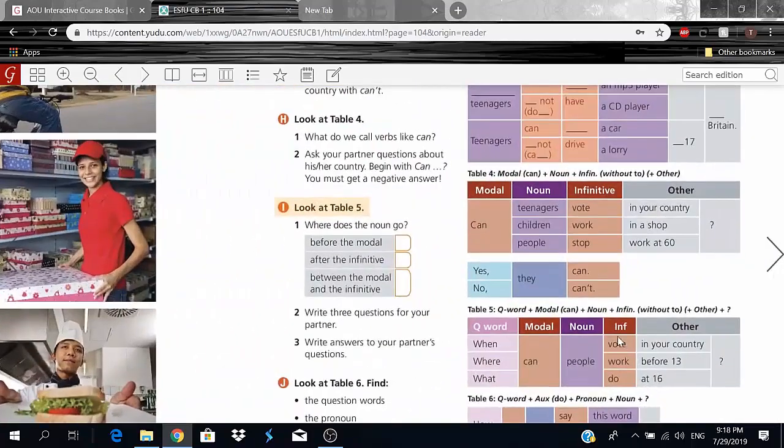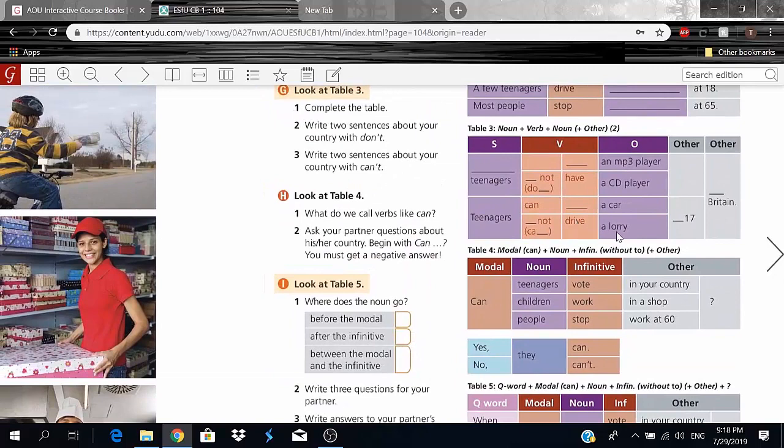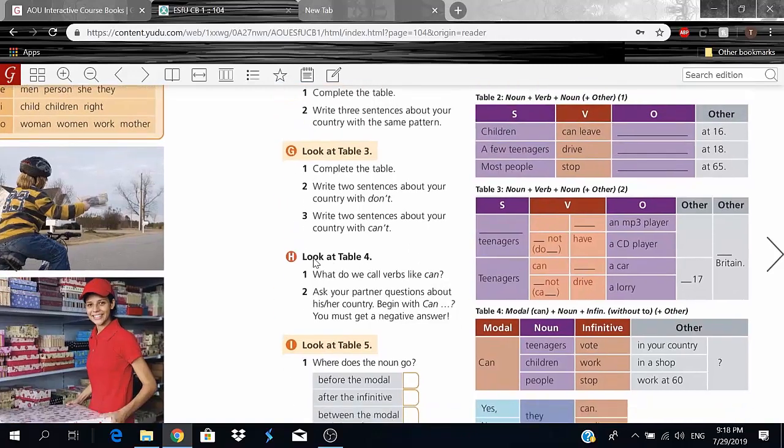So where were we? Yep, here we are. Drive a lorry at 17 in Britain, right? Now let's move to exercise H. Look at table 4. What do we call verbs like can? Ask your partner questions about his or her country. Begin with can and you must get a negative answer. We'll just scratch that one off.